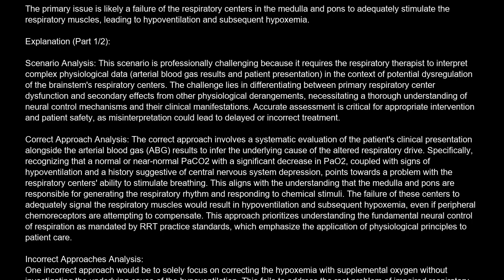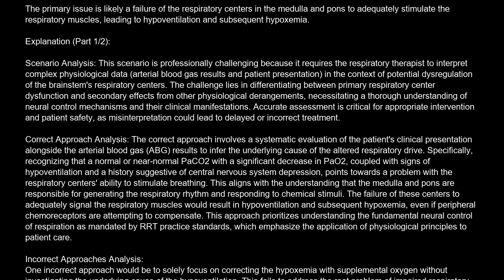Explanation: scenario analysis. This scenario is professionally challenging because it requires the respiratory therapist to interpret complex physiological data, arterial blood gas results, and patient presentation, in the context of potential dysregulation of the brainstem's respiratory centers. The challenge lies in differentiating between primary respiratory center dysfunction and secondary effects from other physiological derangements, necessitating a thorough understanding of neural control mechanisms and their clinical manifestations. Accurate assessment is critical for appropriate intervention and patient safety, as misinterpretation could lead to delayed or incorrect treatment.